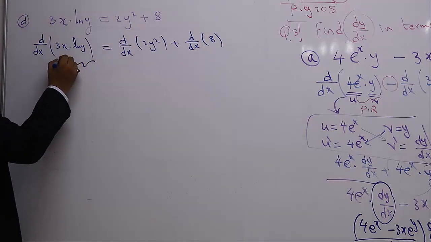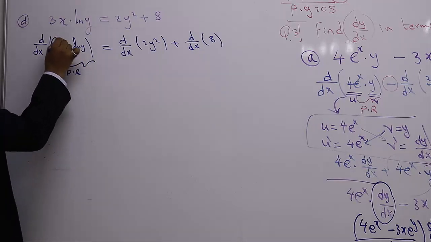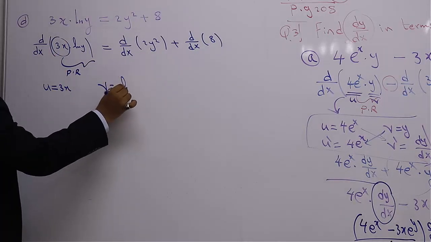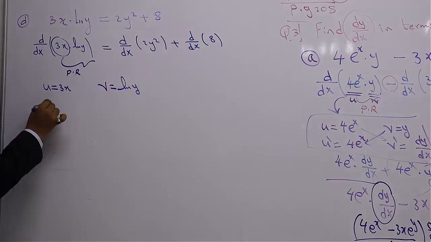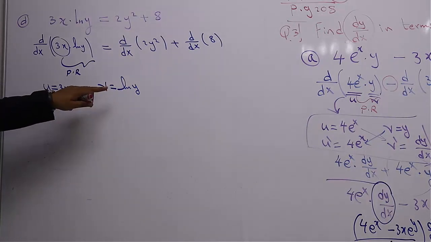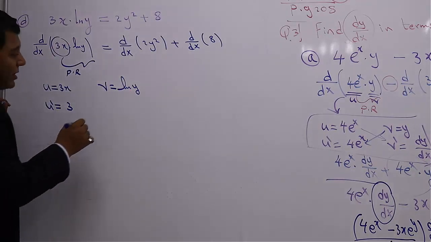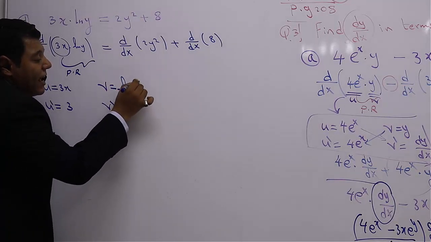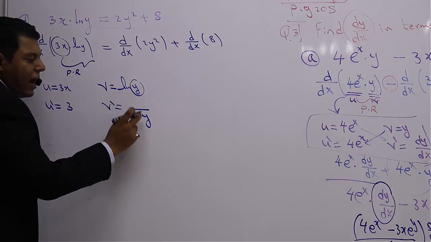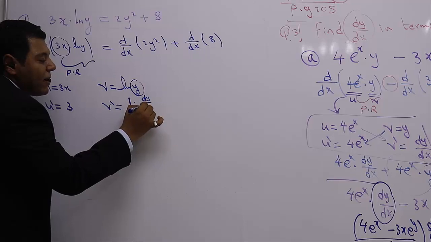Here I have the product rule. So using the product rule, we let u equal 3x and v equal ln y. So u dash, the derivative of 3x, equals 3. For v dash, we will differentiate ln y with respect to y, so pay attention to that. The derivative of ln y means 1 over y, and the derivative of y will be 1 times dy with respect to dx.